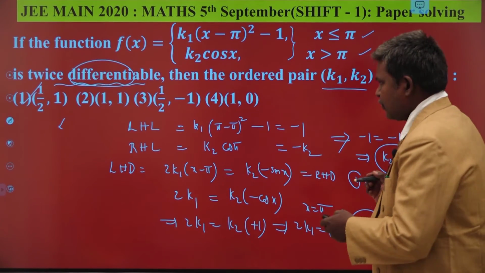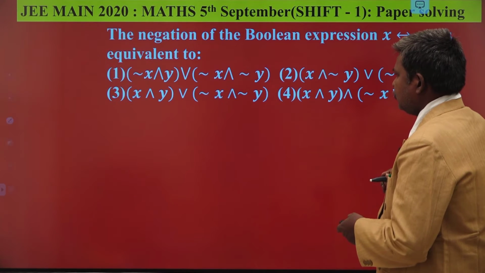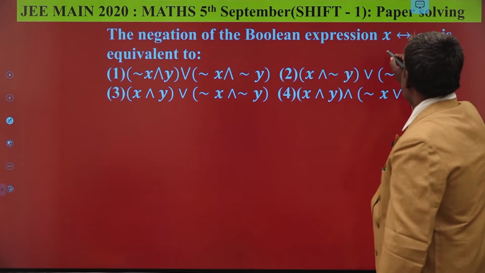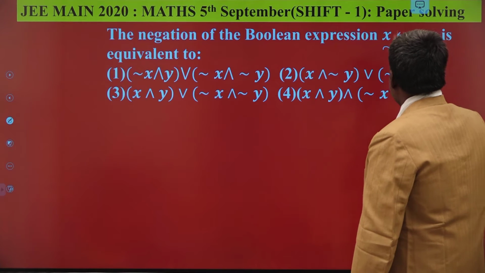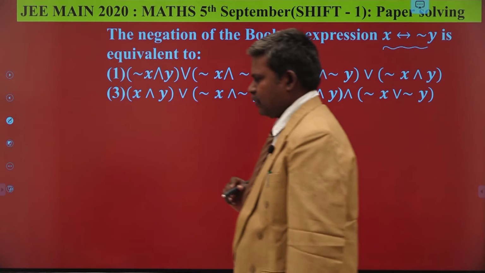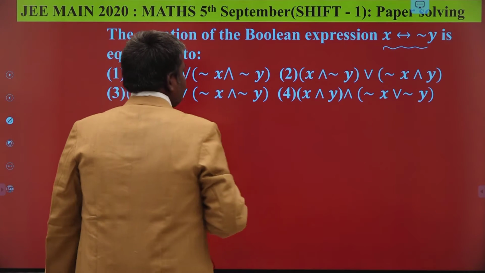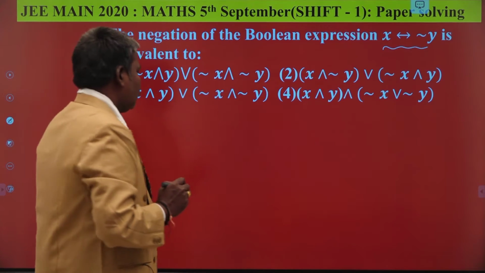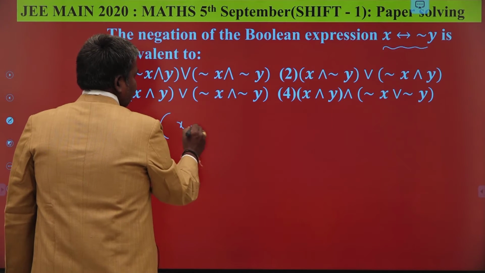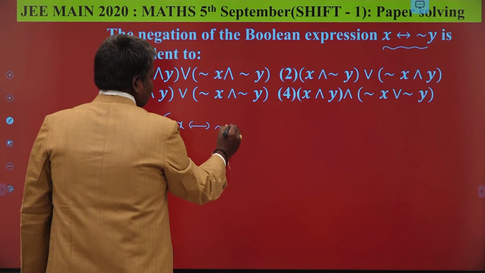Okay. Next, the negation of the Boolean expression. This is the expression: x bi-implication of negation of y is equivalent to what? We have to find out the negation of that expression. This is negation of x bi-implication of negation of y.